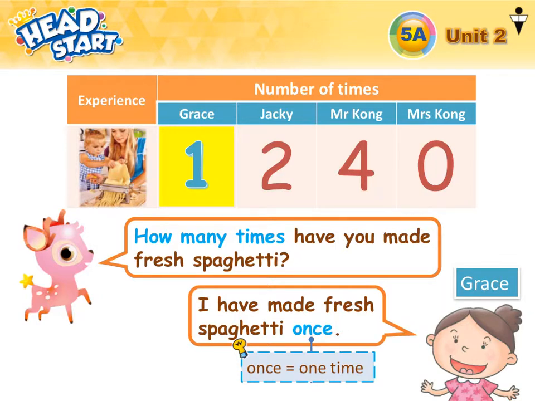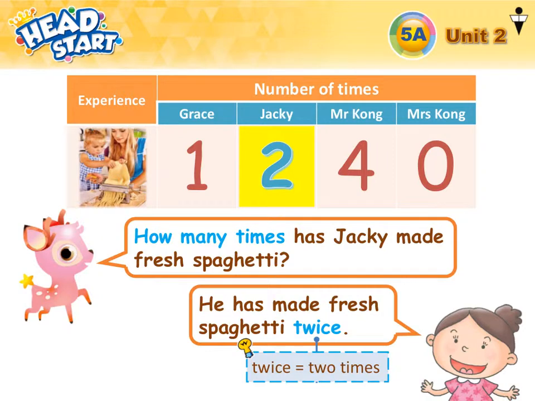For Grace, one. And for one time, we use the word once to talk about it. So let's look at the question here. How many times have you made fresh spaghetti? Grace said, I have made fresh spaghetti once. Okay. For Jackie, how many times has Jackie made fresh spaghetti? He has made fresh spaghetti twice. For two times, we use the word twice to talk about it. Okay?